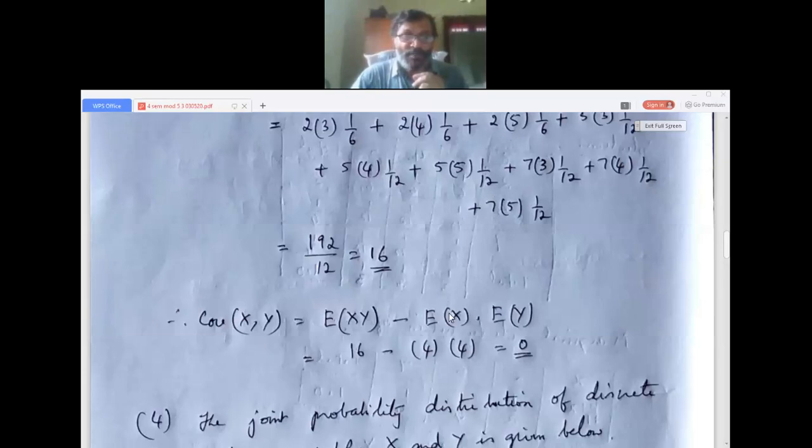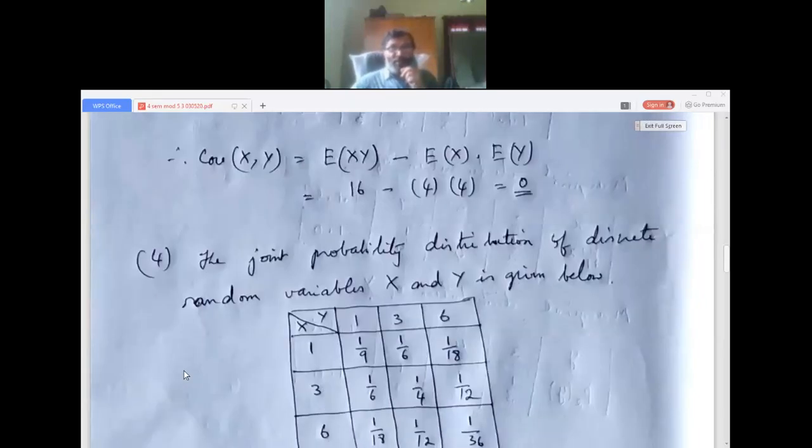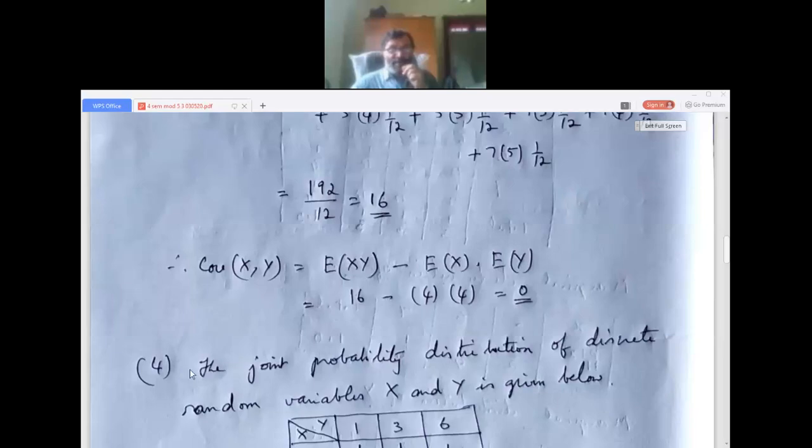Okay, now we go to the next question. This is also a model question paper problem. I forgot to write MQP here. The joint probability distribution of discrete random variables x and y is given below.